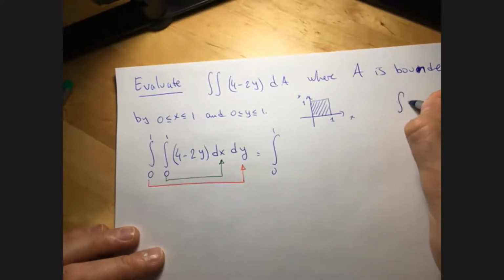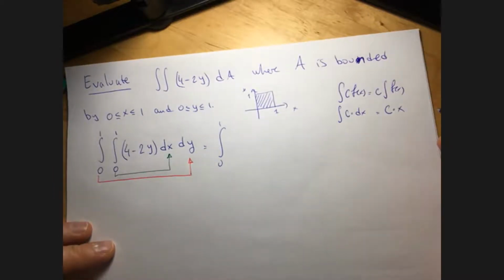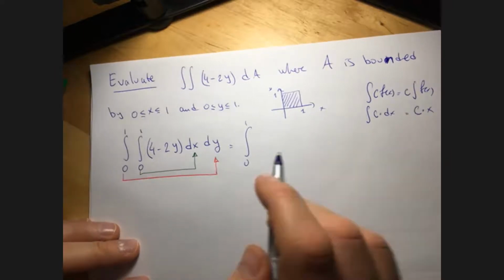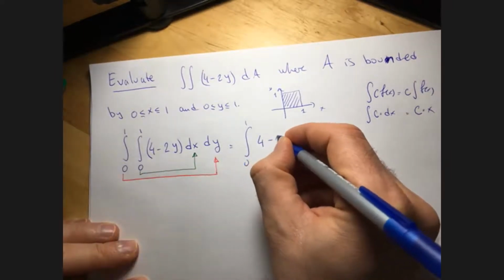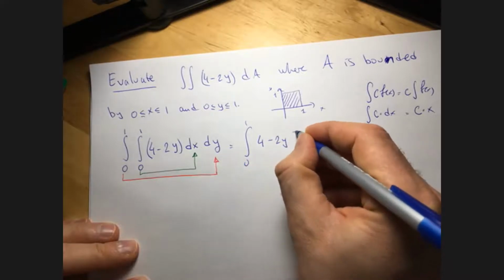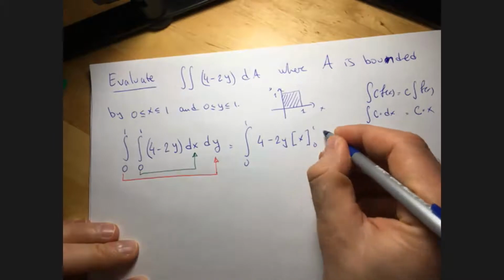An integral of a constant times f of x is just c times the integral of f of x, right? And the integral of a constant times dx, by this logic right here, is equal to c times x, right? So I treat 4 minus 2y as a constant. That's going to be 4 minus 2y times x evaluated from 0 to 1 dy.